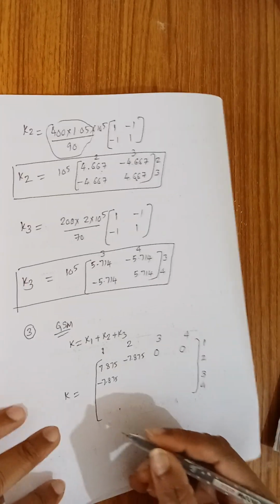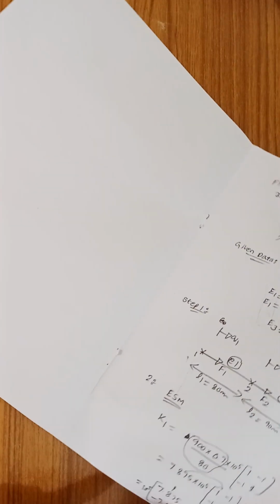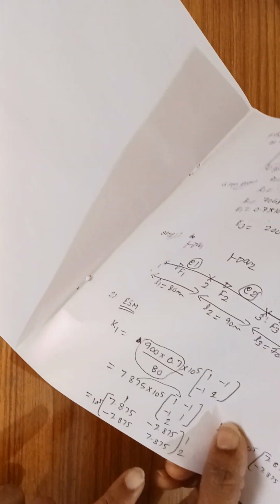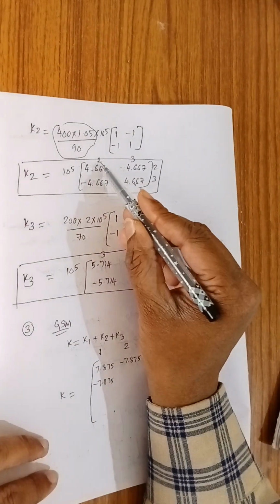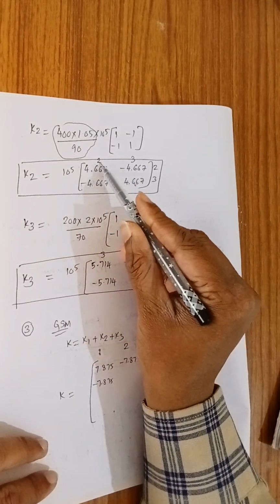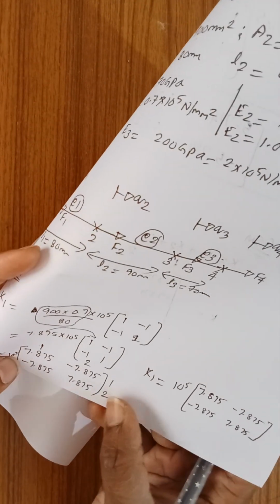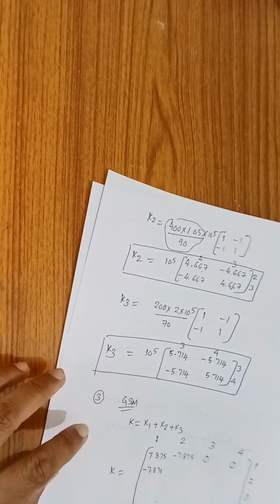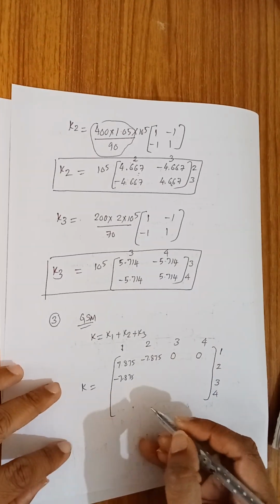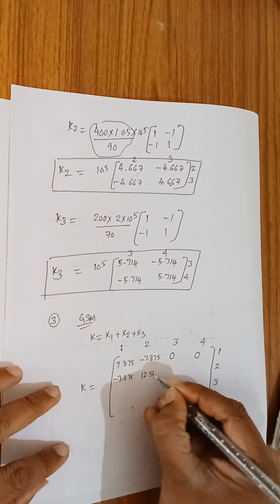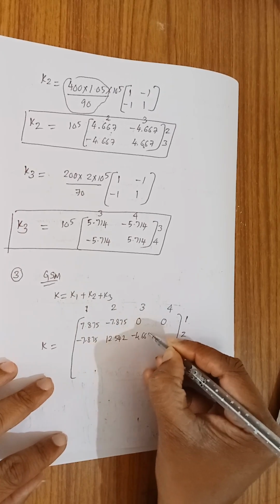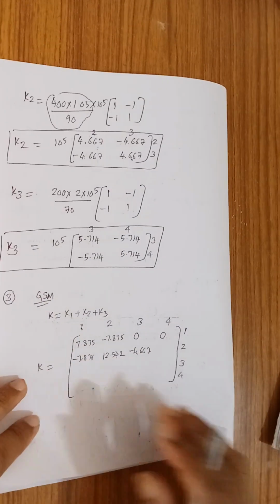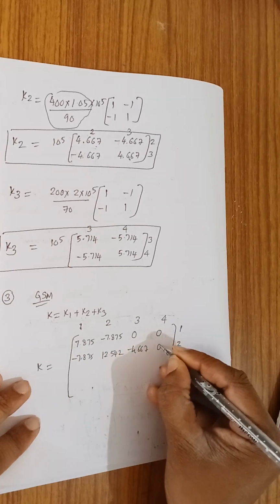Similarly, 2 and 2 you will get here. 2 and 2 is 7.875 in the first matrix, and 2 and 2 is connected over here also, 4.667. So 7.875 plus 4.667, you can put it in your calculator, you will get 12.542. Next, at 3 and 2, it will be minus 4.667, directly. Next, 4 and 2 is not connected anywhere.